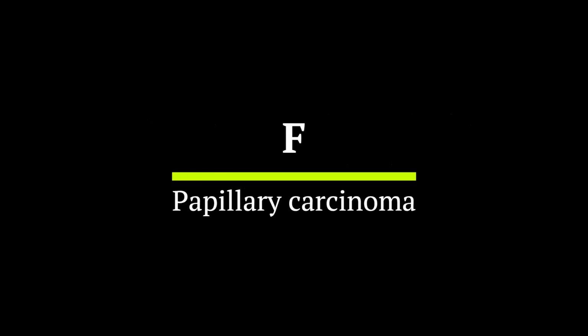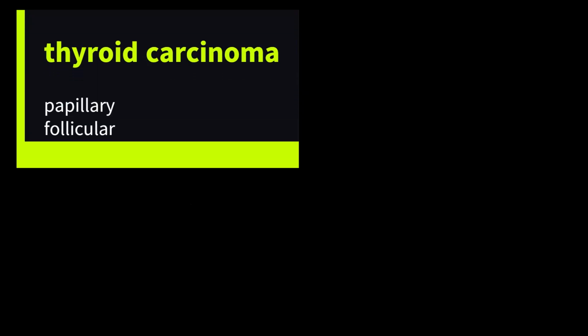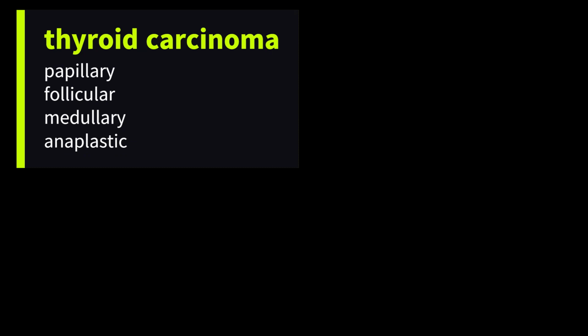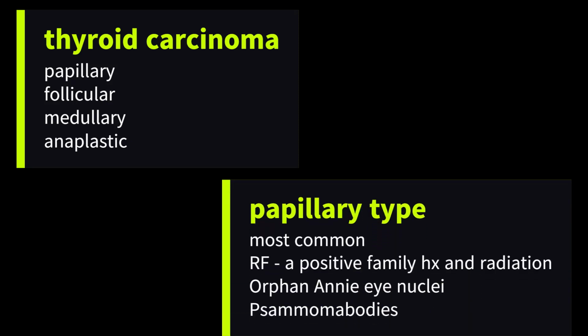Congratulations if your answer is F, which is papillary carcinoma. This question is designed with the focus to assess your ability to make a diagnosis. The 4 main types of primary thyroid carcinoma include papillary, follicular, medullary, derived from the parafollicular calcitonin-secreting C cells, and anaplastic. The papillary type is most common, accounting for greater than 70% of cases.